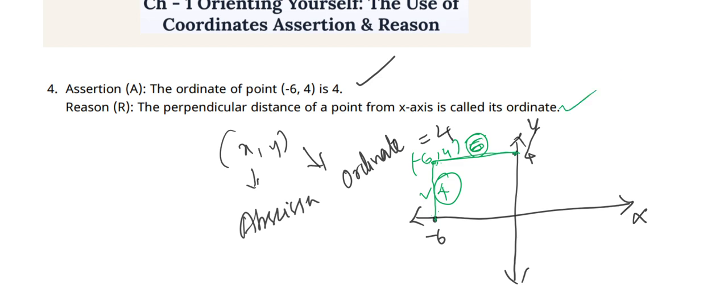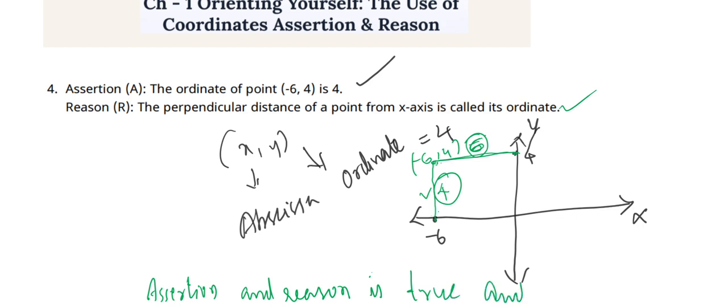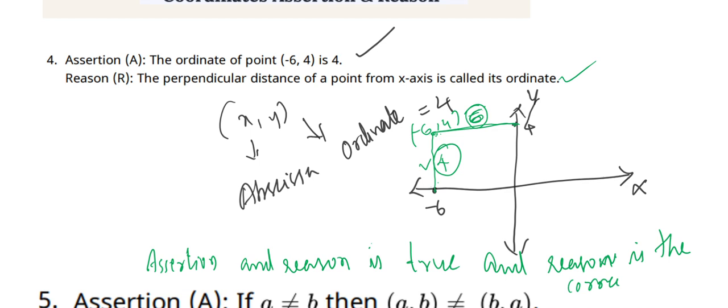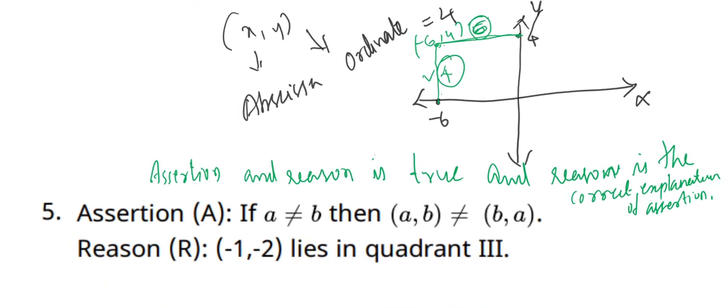That's also correct. Here the answer is: assertion and reason are true, and the reason is the correct explanation of assertion, because the perpendicular distance from x-axis is called its ordinate.